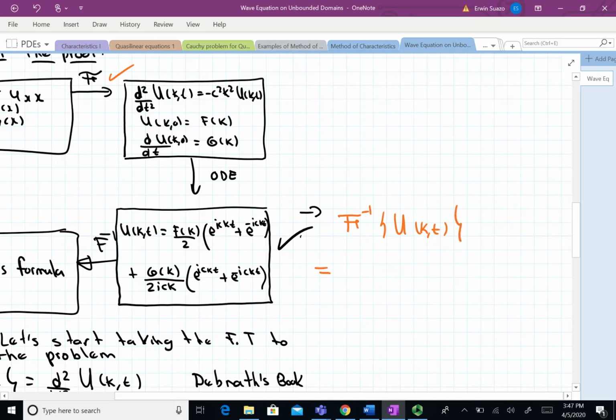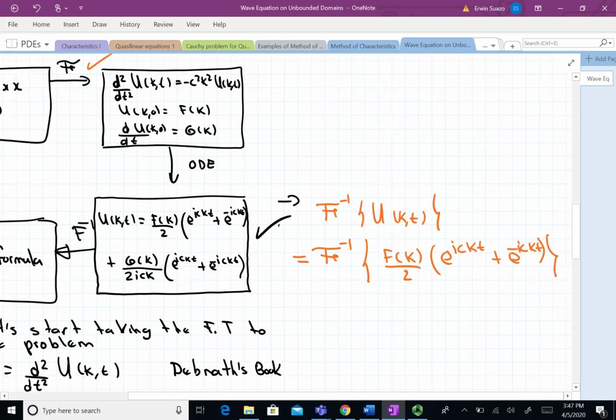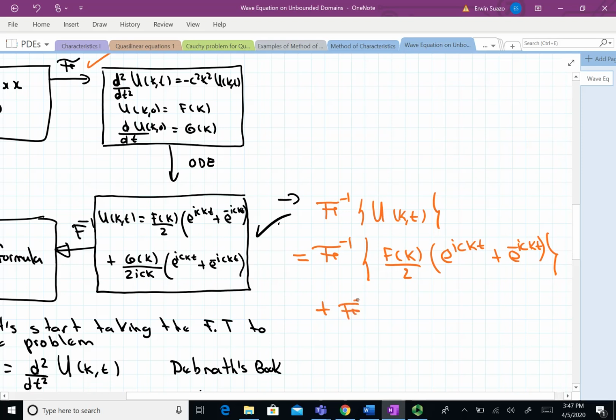And this is going to be equal to, since the inverse Fourier transform is linear, the inverse Fourier transform of f(k) divided by 2 times (e^(ickt) + e^(-ickt)), plus the inverse Fourier transform of g(k) over 2ic times (e^(ickt) + e^(-ickt)). Okay, so that's what we're going to do.